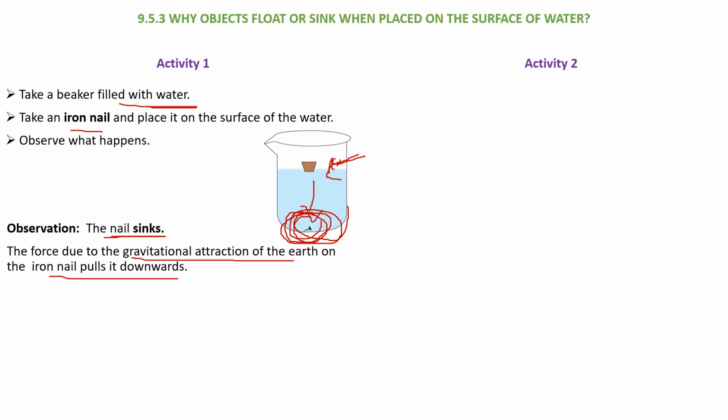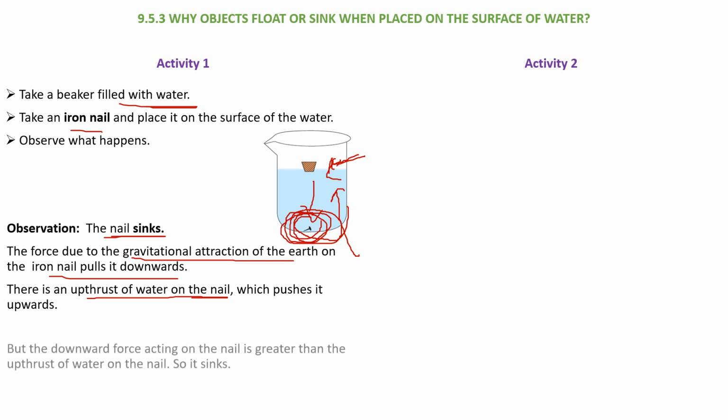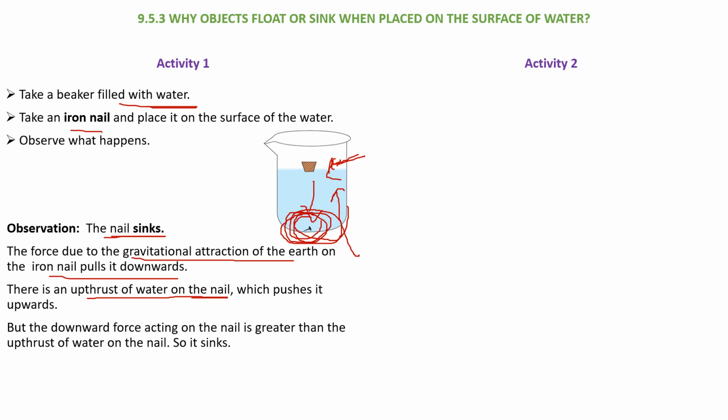It sinks because gravitational force is dominant now. There is an upthrust of water on the nail, right? Of course, you know that. Water has upthrust, which is called buoyancy or buoyant force, which is pushing upwards. But who wins? You know that, right? The downward force acting on the nail is greater than the upthrust of the water, so it sinks.